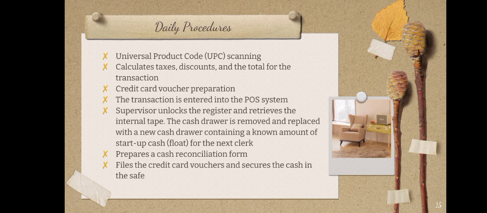With the daily procedures, it begins with the universal product code scanning. After it, the calculation of taxes, discounts, and the total for the transaction. Credit card voucher is then prepared. The transaction is entered in the POS system. Supervisor then unlocks the register and retrieves the internal tape. The cash drawer is removed and replaced with a new cash drawer containing a known amount of startup cash for the next clerk. It prepares a cash reconciliation form and then files the credit card vouchers and secures the cash in the safe.